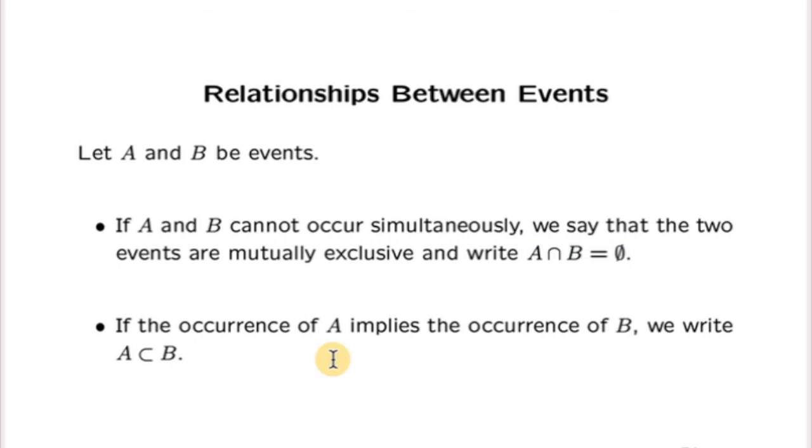Now, if the occurrence of event A implies the occurrence of B, then we write that this way. Okay? And we read this as the event A implies the event B. Now, in set theory, we would say that A is a subset of B. All right? But in the context of events, we say that A implies B.